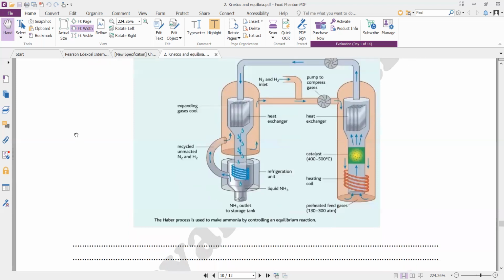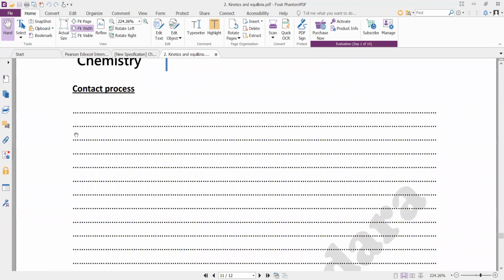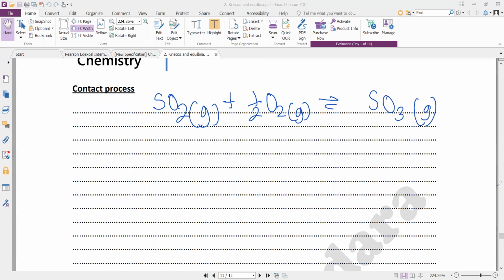Okay, there's another process, and it will be the last one. Contact process. Contact process is the process used to make sulfuric acid, but equilibrium is involved in one of the steps. SO2 gas plus O2 gas gives you SO3 gas. Delta H is equal to -96 kilojoules per mole.